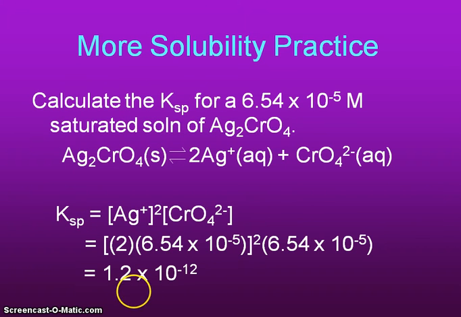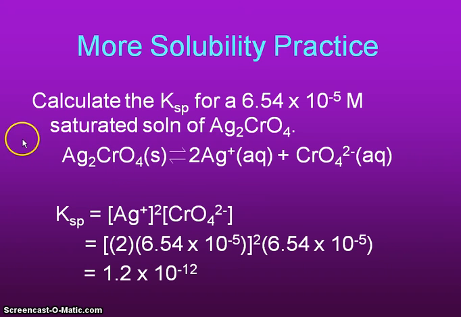Now this one here is not a 1-to-1 ratio, so it's a little bit different of a step that you have to take. So this one asks us to calculate KSP for a 6.54 times 10 to the negative fifth molar saturated solution of silver chromate. And it shows us our solid silver chromate splitting into 2 silver ions and a chromate 2 minus ion. So our KSP expression is the concentration of the silver plus squared times the concentration of the chromate.